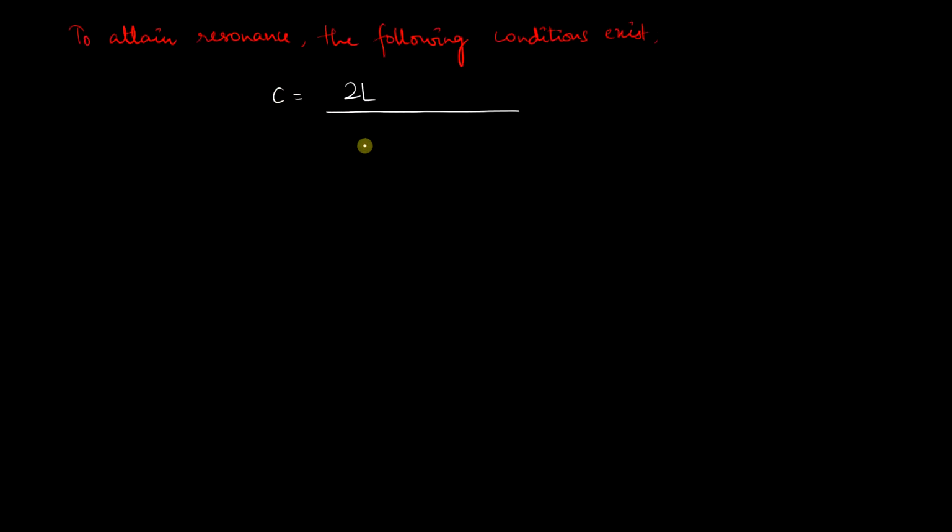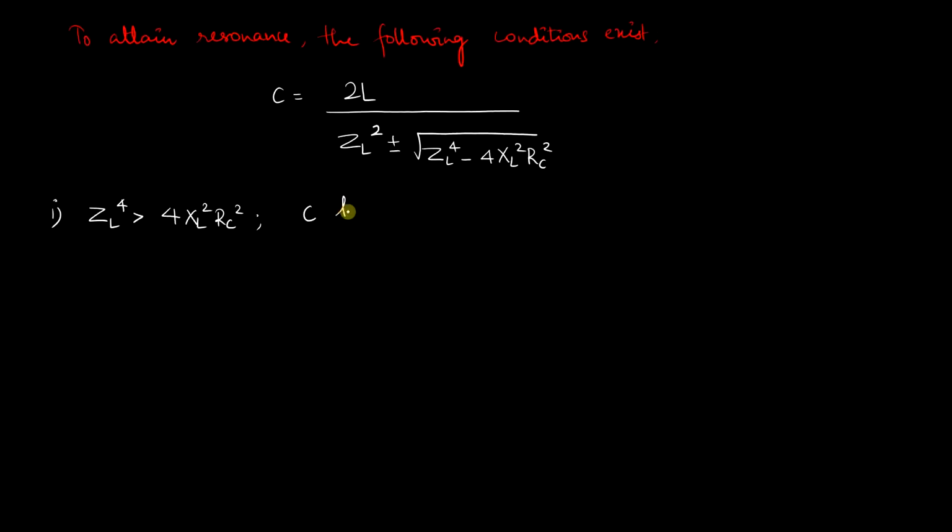The conditions are based on the value that is present within the square root. So you have 2L ZL square plus or minus square root of ZL to the power 4 minus 4 XL square into RC square, right? The first condition is, if ZL to the power 4 is greater than 4 XL square into RC square. Now if this value is greater, obviously the term within the square root will be positive, and because we have plus minus, you will get two values for the capacitor at which we will observe the resonance. So the capacitor can have two values.